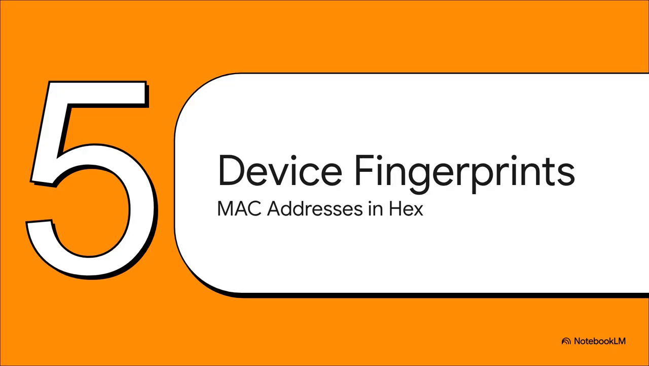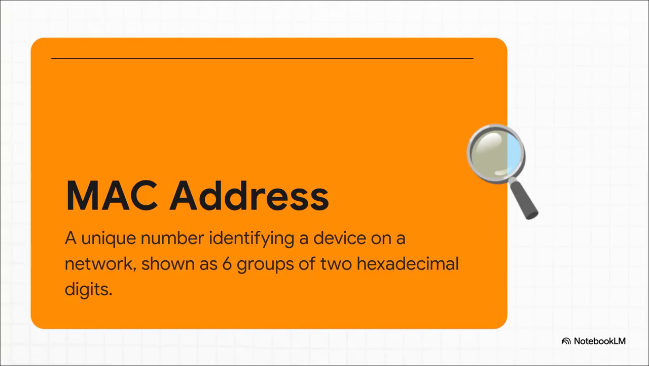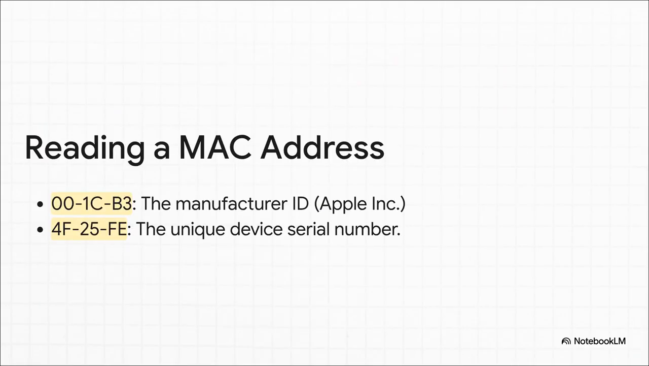But hex isn't just for making things look pretty on a screen. It's also used for something way more fundamental, giving every single device that connects to a network its own unique identity. This unique ID is called a MAC address. The best way to think about it is like a permanent digital fingerprint for your phone, your laptop, or even your smart TV. It's literally burned into the hardware from the factory. And you guessed it, it's written in hex.